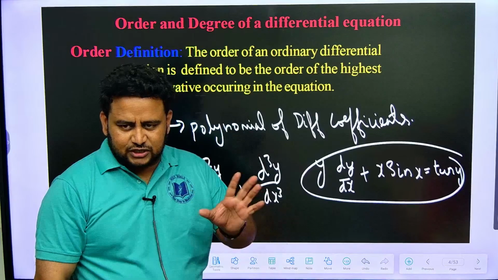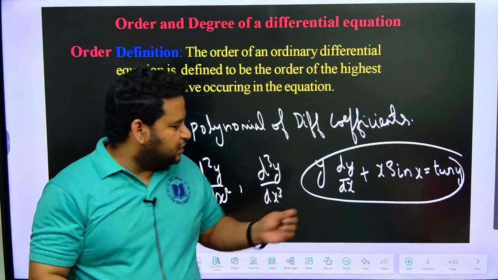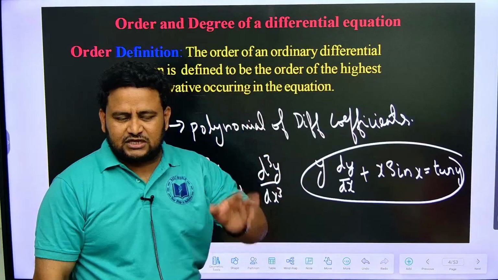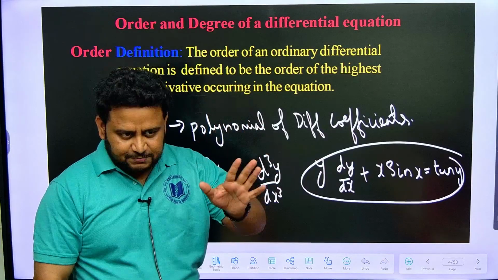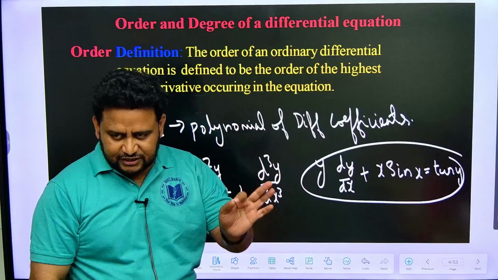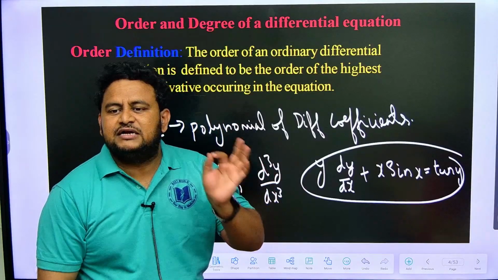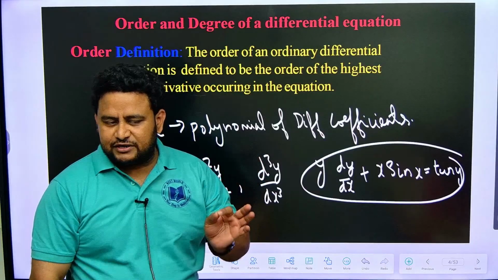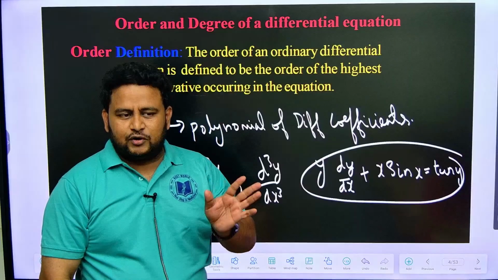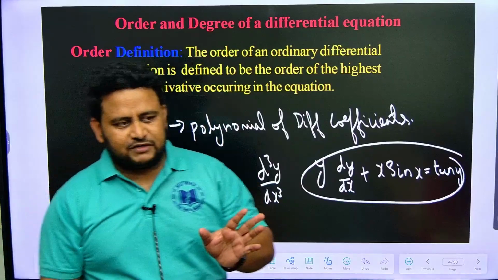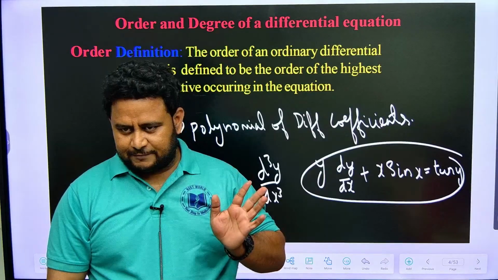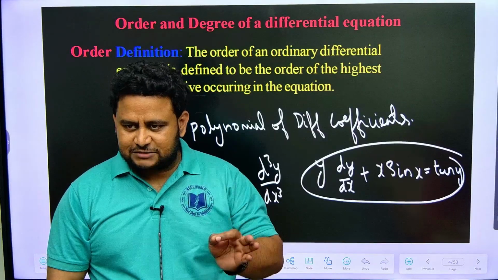Once you see the highest order derivative, forget about all the other differential coefficients. For the highest order derivative, what is the power? That is called degree. And very importantly, for a differential equation to exist, the degree should always be a natural number. If there is a degree, it should always be a natural number.